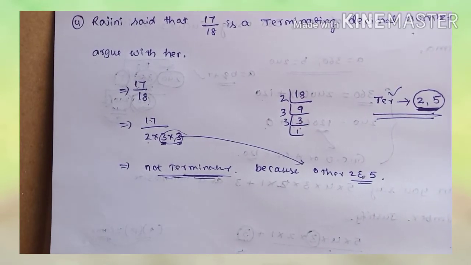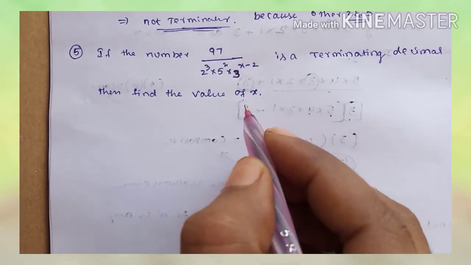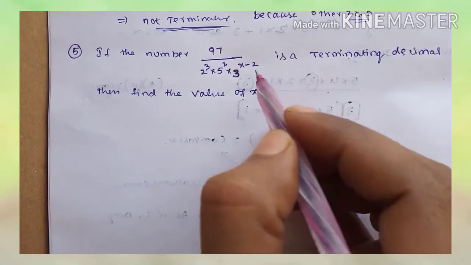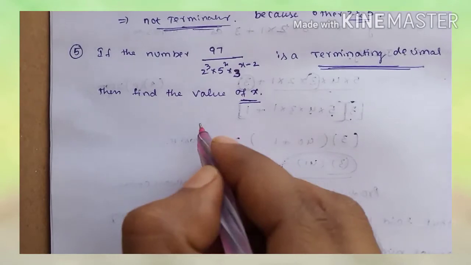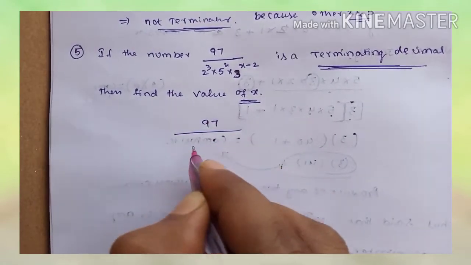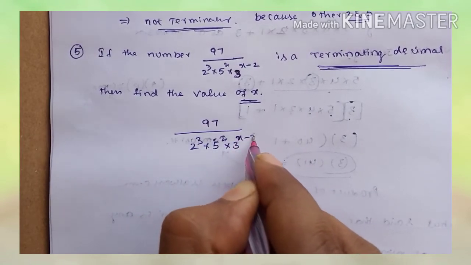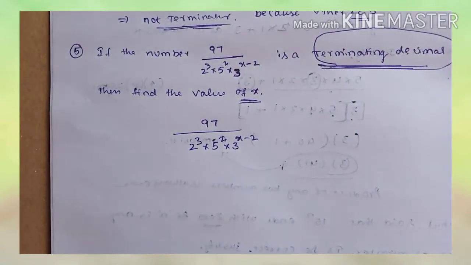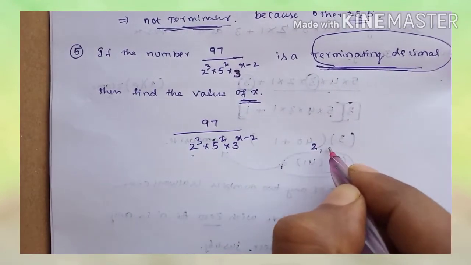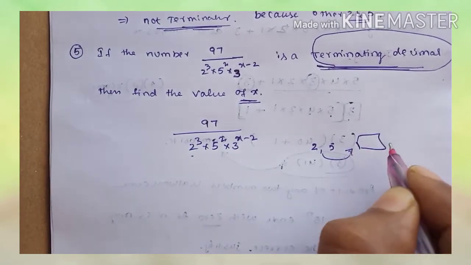Okay, let's go for the next one. Based on the previous concept we discussed, we have to solve the problem. Find the value of x if it is a terminating decimal number: 97 by 2 to the power 3, 5 to the power 2 and 3 to the power x minus 2. It represents what type of number? Terminating decimal number. Terminating decimal number means what? The denominator factors are only either 2 or 5.